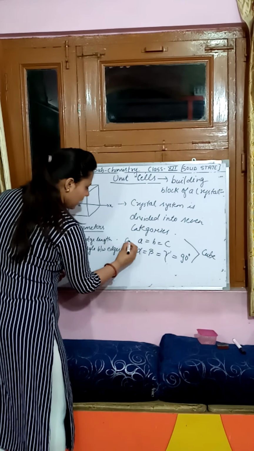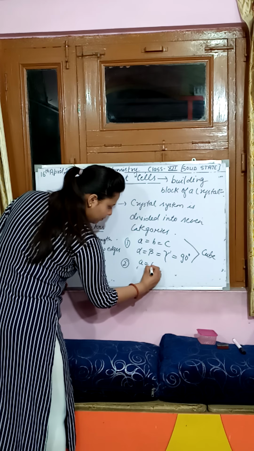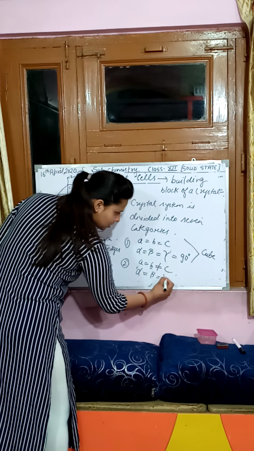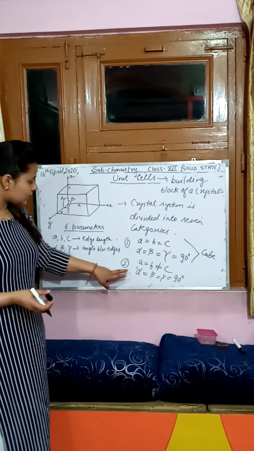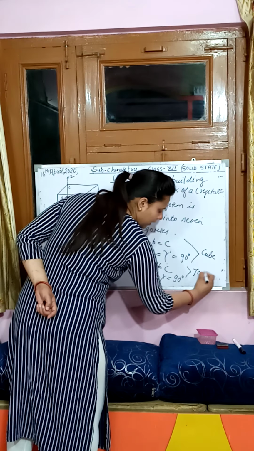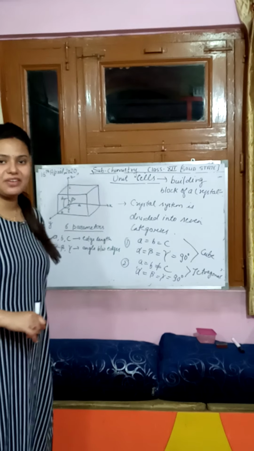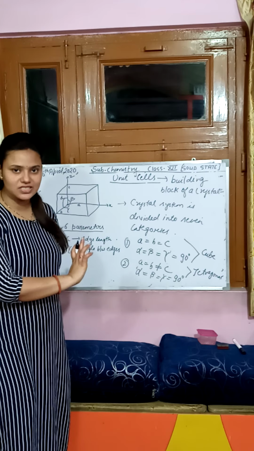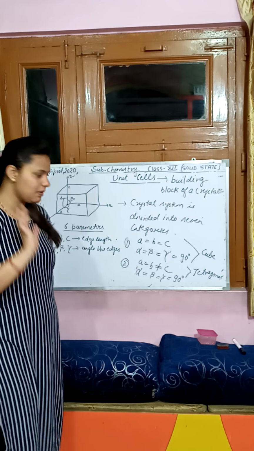Let me take another example where A is equal to B but B is not equal to C, and alpha is equal to beta is equal to gamma, and these angles are also equal to 90 degrees. So this can be another type of unit cell and this is known as tetragonal. This is a kind of tetragonal shape. All the geometries are mentioned in your NCERT. Please see the geometry because I am not able to draw all the geometries here. They are made colorful, so it will be more clear to you.